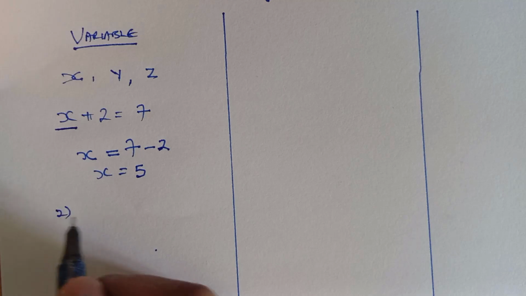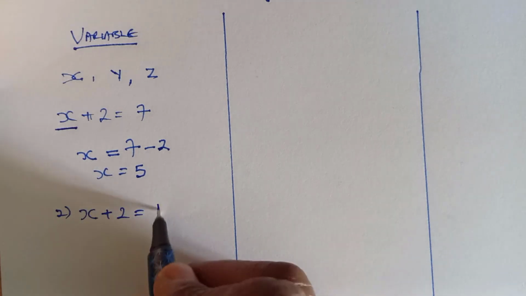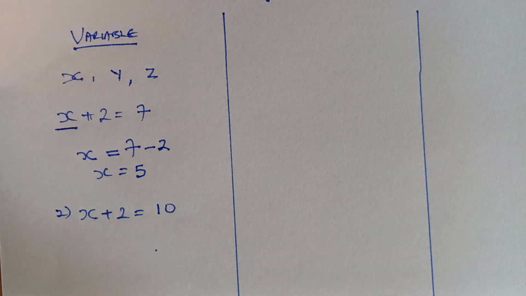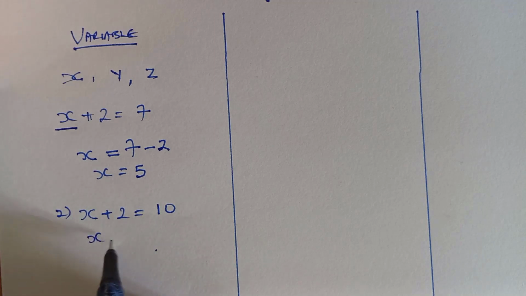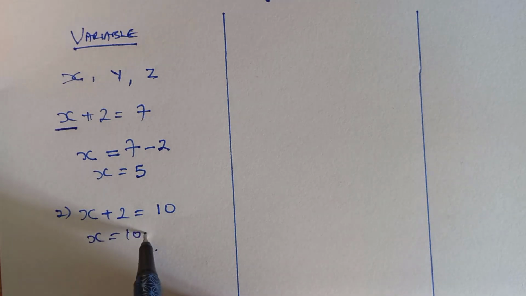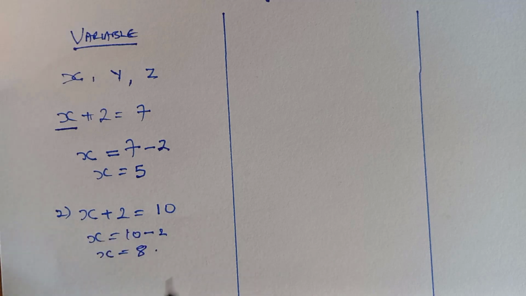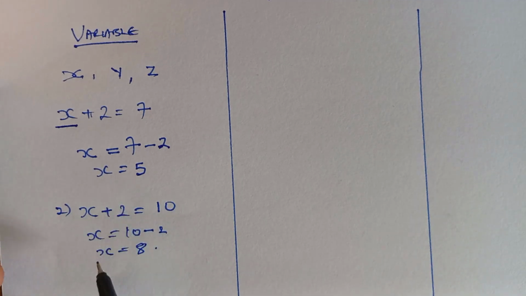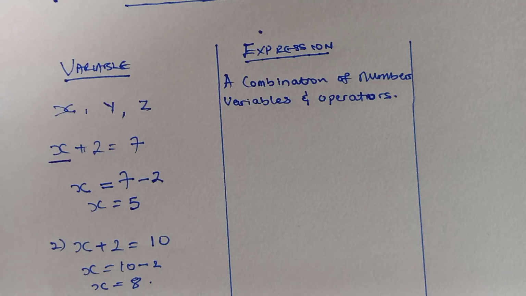Supposing we have another example that says x plus 2 equals 10. This time around, you can see this is no longer 7, but it's 10. So x in this case becomes 10 minus 2, and x equals what? 8. So the value of x continues to change, and that's what makes it a variable. And the next one we're going to do is expression.